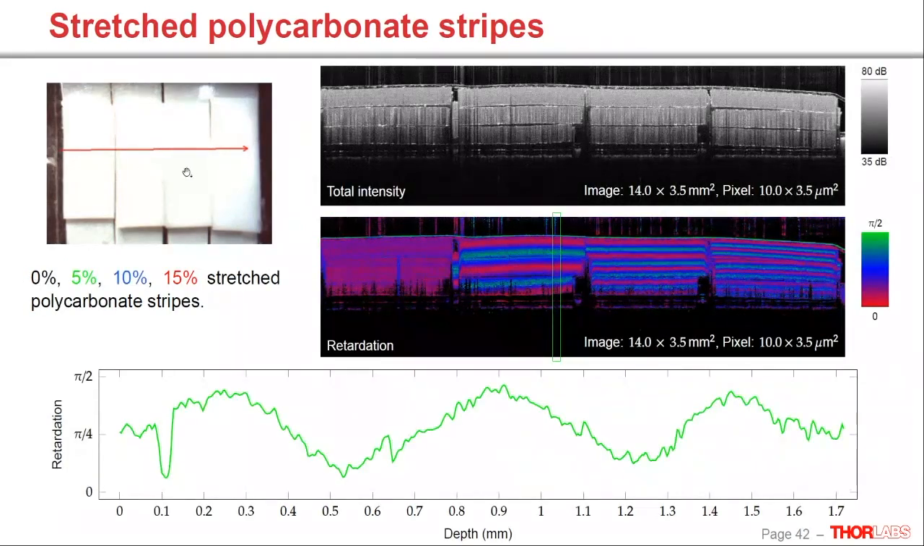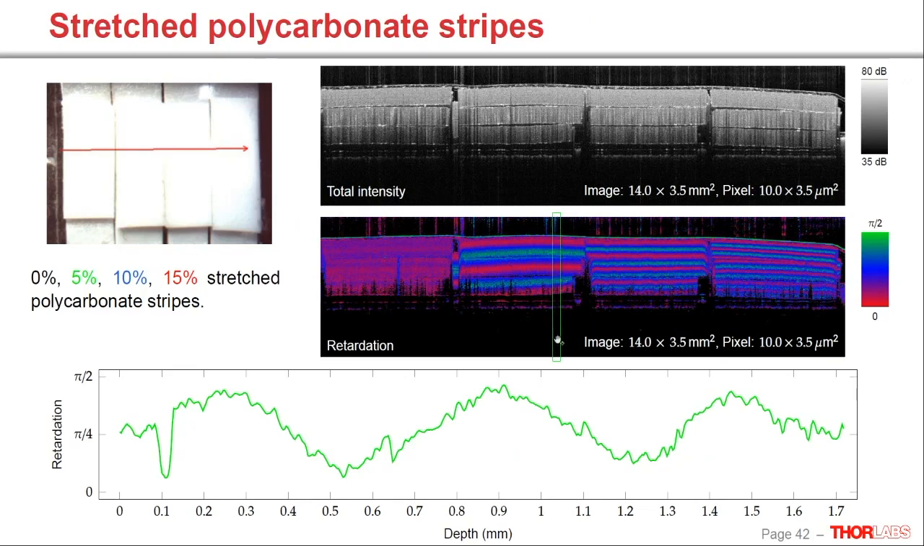So you see that image here, and that's the line where we scanned also our OCT beam. And in the total intensity images, all these stacks look identical. However, if we have a look at the retardation image, we can clearly see that the left stack here is left unchanged. There is no birefringence in that, and the birefringence, or the retardation in this case, increases the further we have stretched the stripes.